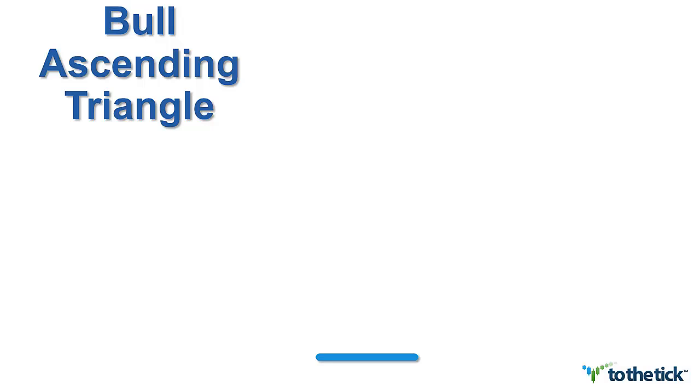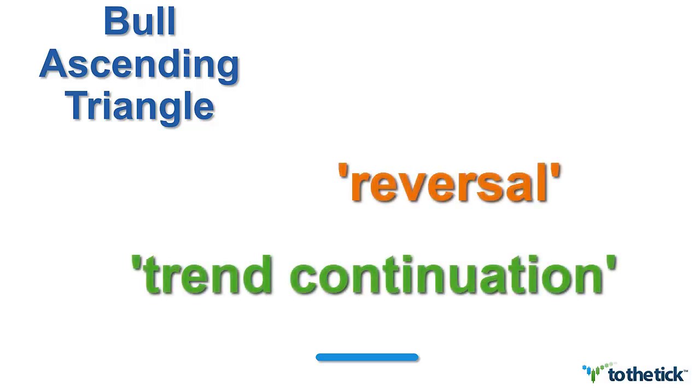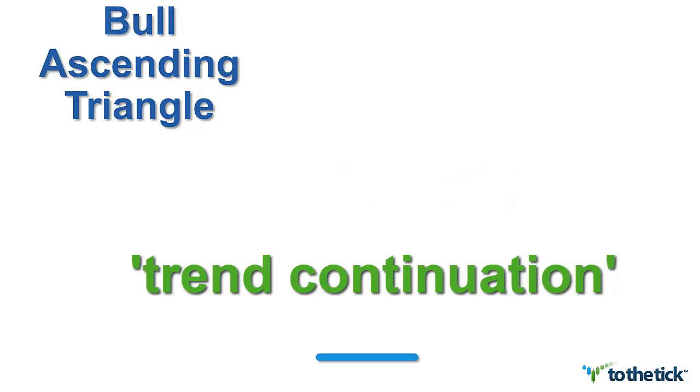Bullish ascending triangles can be seen in two main areas within market structure: trend continuation and as a reversal. Today we will focus on recognizing the ascending triangle. What does it actually look like? And then we're going to focus on trading the trend continuation setup.